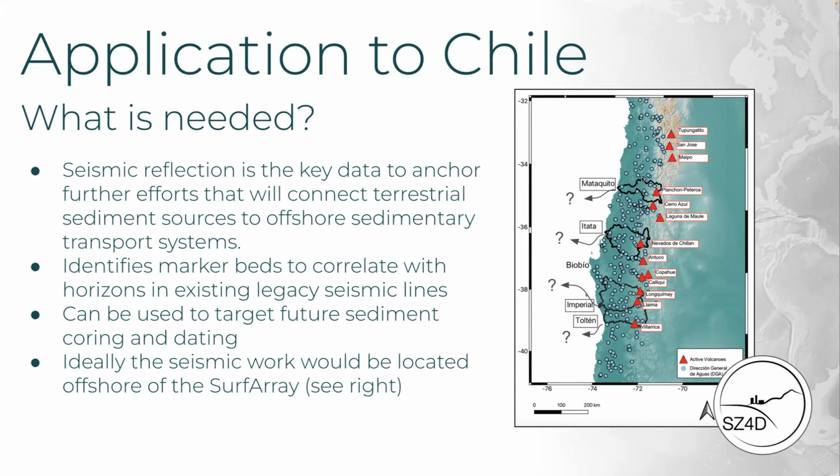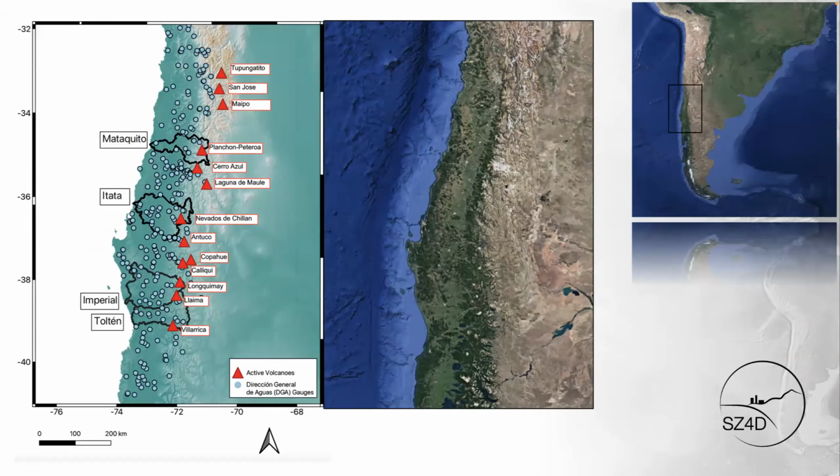So this is sort of showing a conceptualization of onshore monitoring of active surface processes. And so having seismic imaging data offshore from that would allow an extra context for the surf array. And this is again kind of illustrated here in these figures.